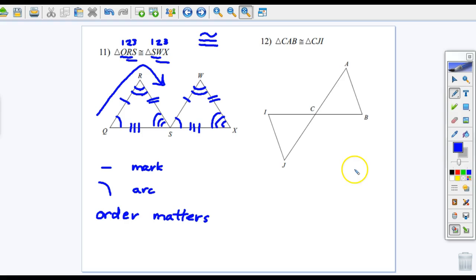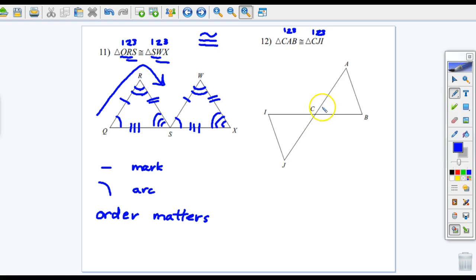All right, so hopefully you've got everything copied down and we're going to work on this one. Now, if you notice, looking at these, they don't look the same at all, but they are connected. So we're going to follow what the statement says. The statement says triangle CAB is congruent to triangle CJI. I'm going to number them: 1, 2, and 3. 1, 2, and 3. So angle C, now that's not here, okay?